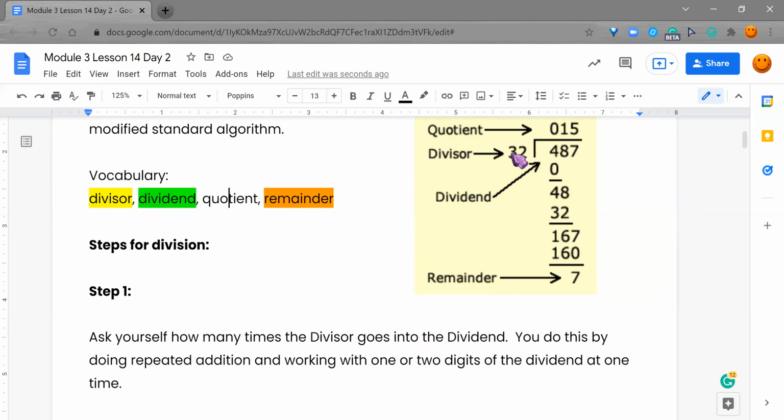So our divisor is how many we're pulling out to create a group. Our dividend is how many we have in all. And our quotient is how many groups we can create. So here we go. Let me try that again.